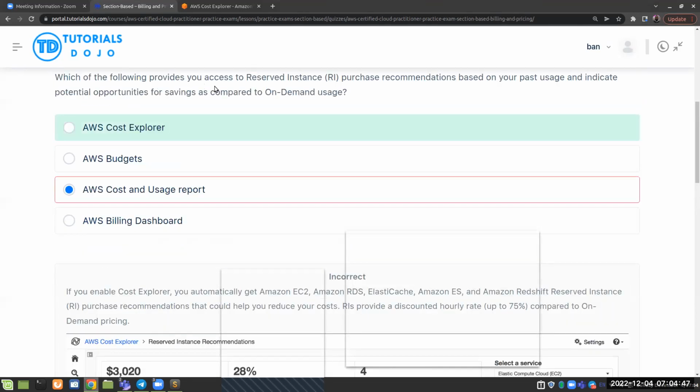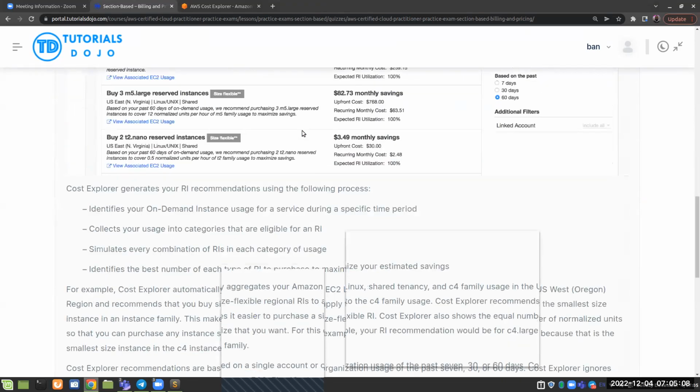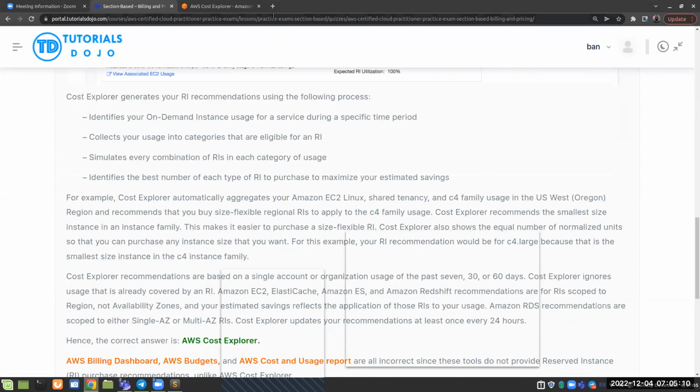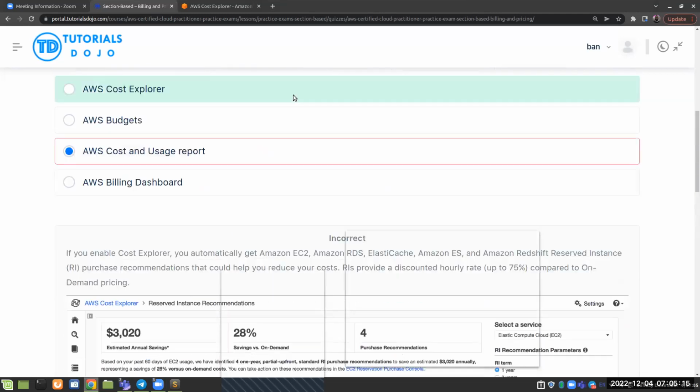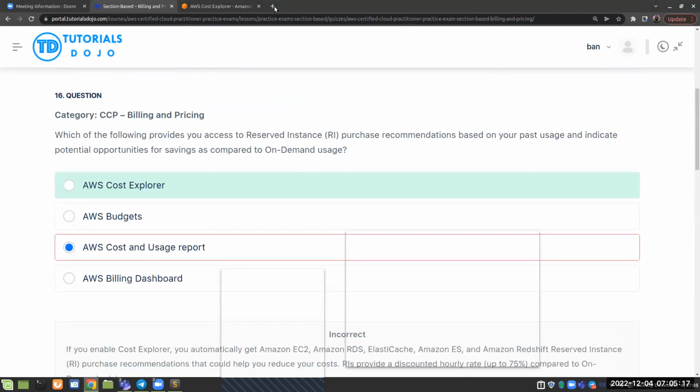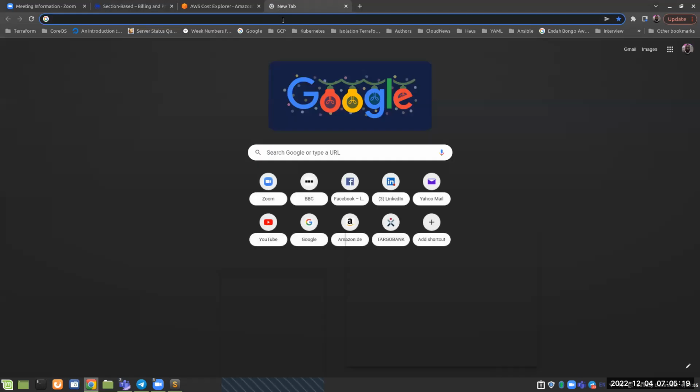So which of the following provides you access to reserved instance purchase recommendations based on your past usage and indicates potential opportunities for savings? Remember, Cost Explorer is also used as a management tool for cost, right? And you can also see how much you have been spending. I think I'll have to sign in to my account to show that service. Maybe everyone will remember it well.